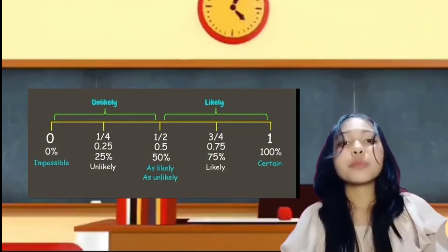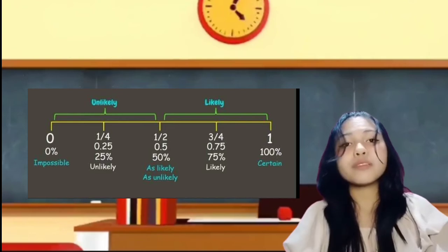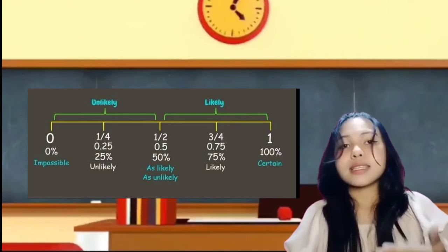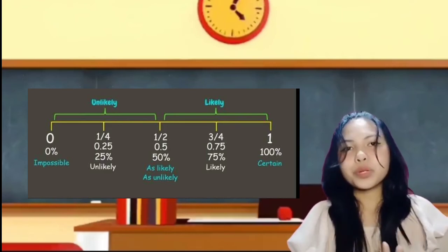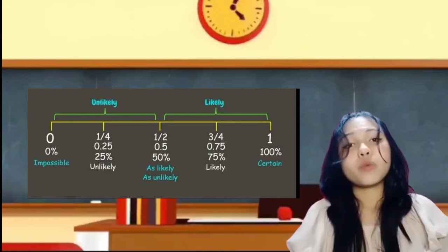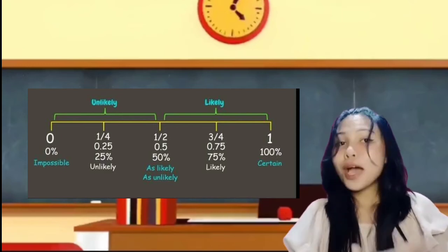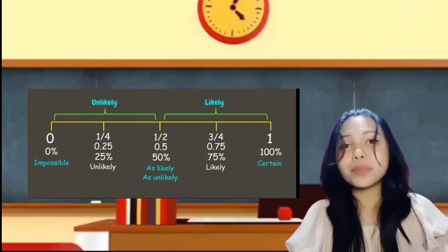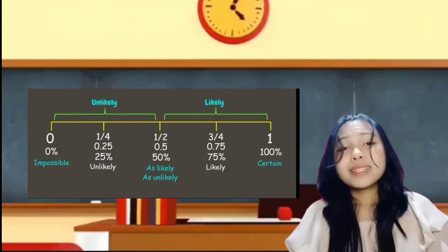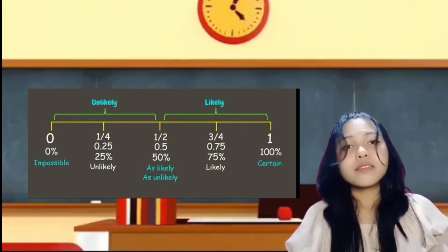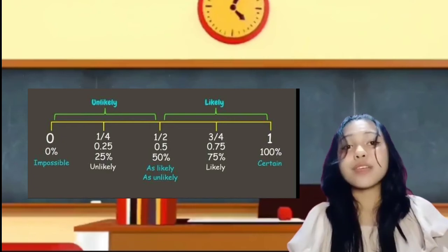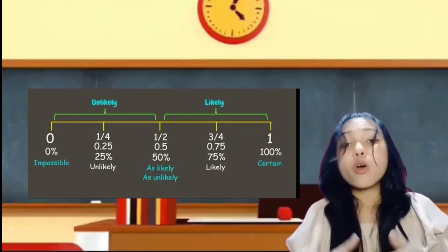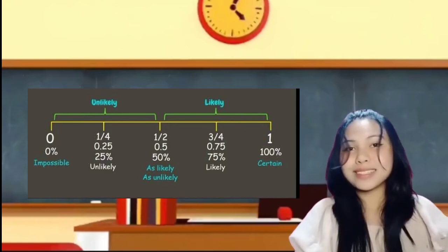For example, if the probability is 1/4 or 0.25 or 25%, the likelihood of the event to happen is unlikely, since it is between 0 and 1/2 or 50%. Well, if the event is between 1/2 to 1, the event is likely to happen. Always remember that the closer it is to 1, the more likely it is to happen. For example, if the probability is 3/4, which is 0.75 or 75%, the likelihood of the event to happen is likely, since it is between 1/2 and 1, or 50% and 100%.